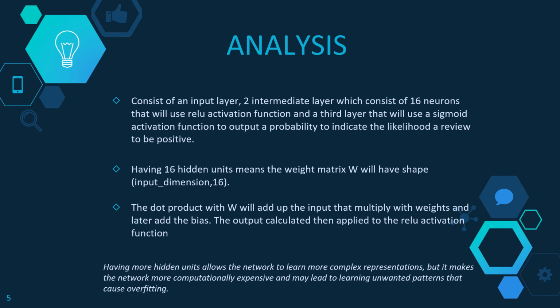Having 16 hidden units means the weight matrix W has a shape of 16, and the dot product with W adds up the inputs multiplied by the weights and then adds the bias. The calculated output is then applied to the ReLU activation function. However, having more hidden units does allow the network to learn more complex representations, but it makes the network more computationally expensive and may lead to learning unwanted patterns that can cause overfitting.